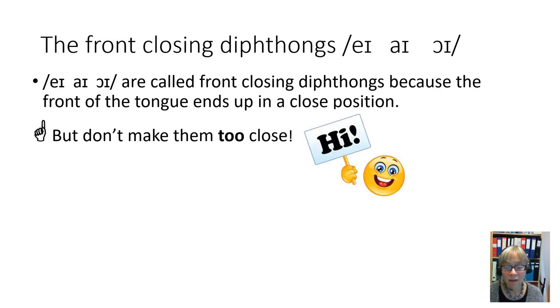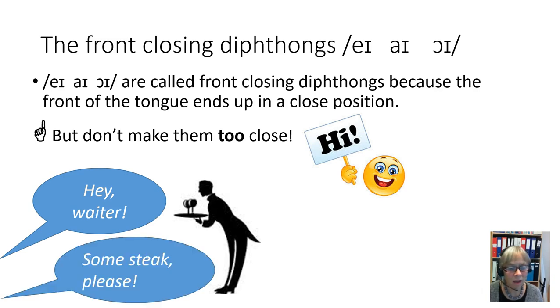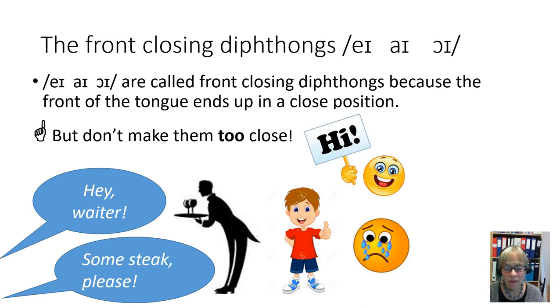Hi. Don't, or you can, but be aware that it's a tendency for us Norwegians to make the E too close. Hi, hi, hi. In English, this is much more relaxed. Hey, waiter, some steak, please. Are you crying? He's a boy. There's no need to make these very close at the end.